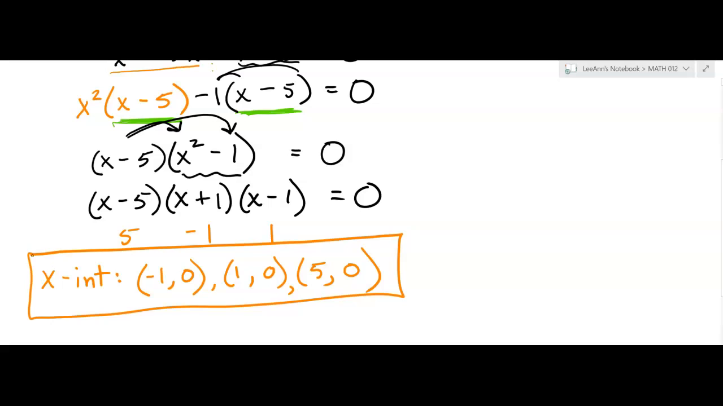Okay, those are the x-intercepts. I'm not going to talk about the graph here, but you could think about that on your own if you want.